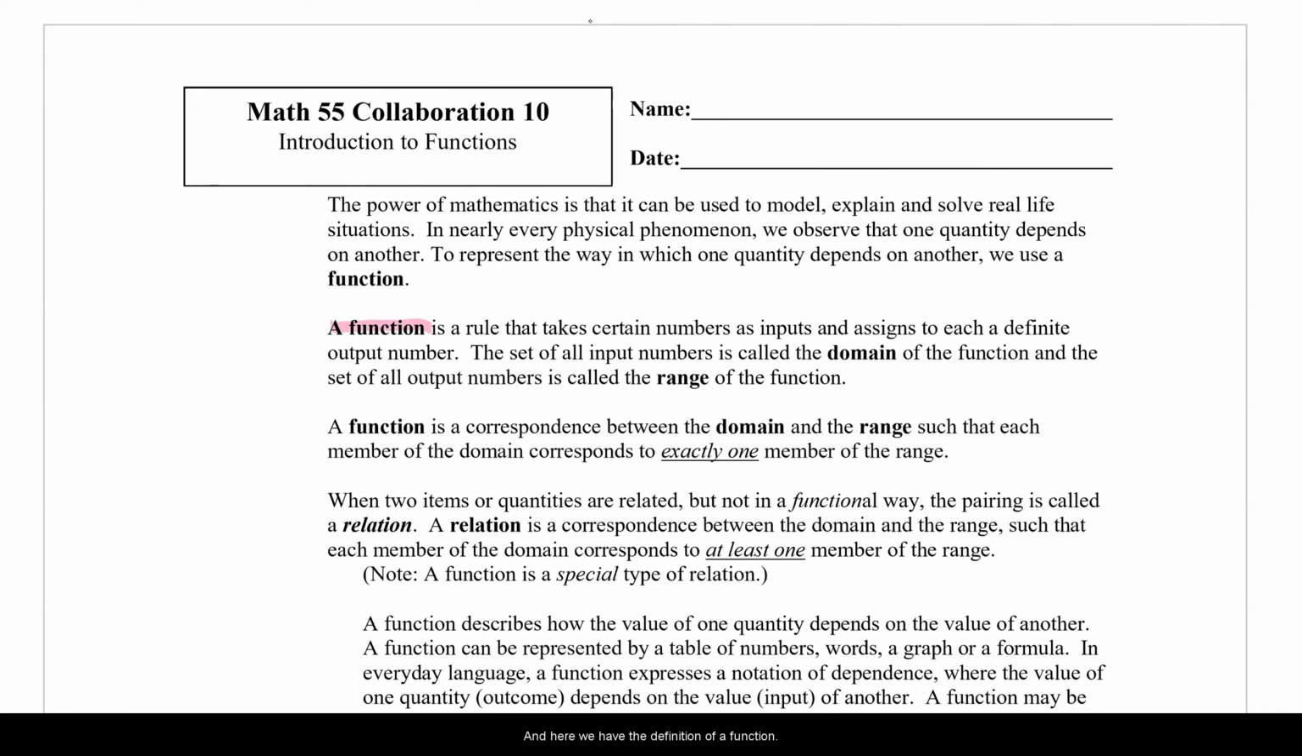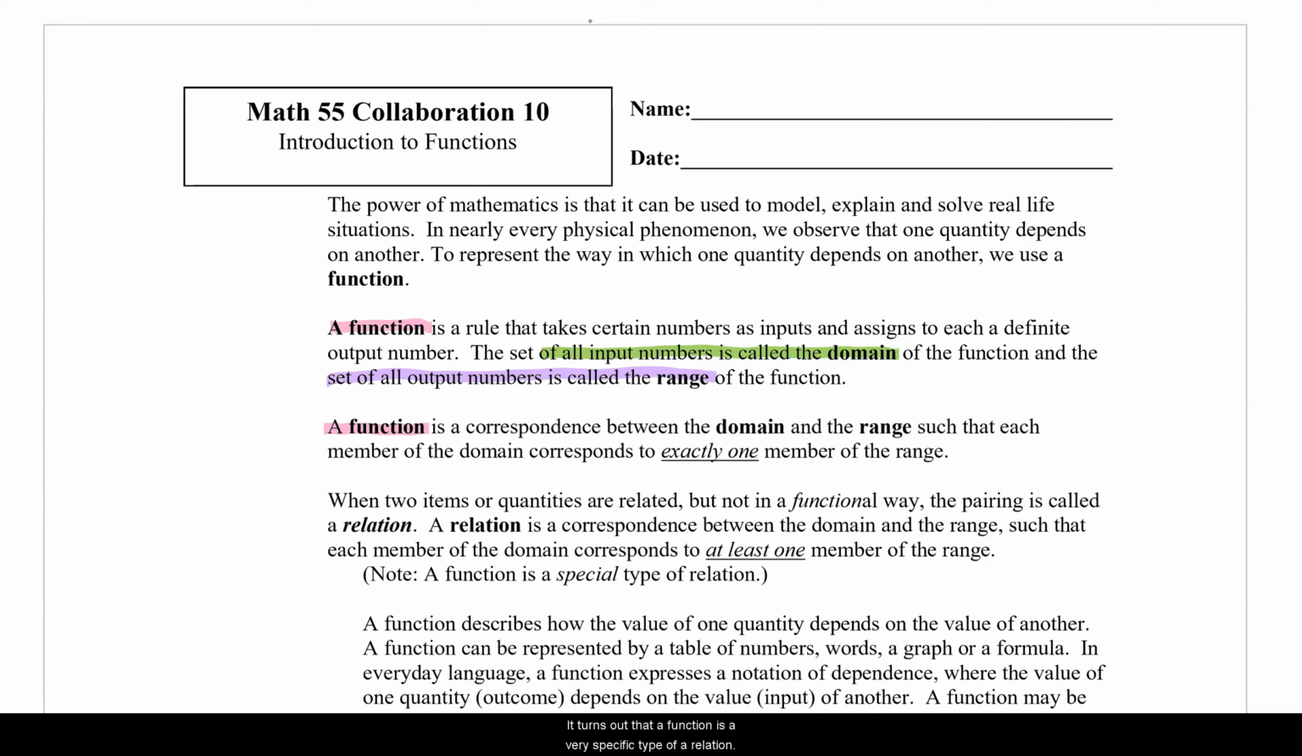And here we have the definition of a function. A function is a rule that takes some numbers as inputs and assigns to each of those numbers a definite output value. The set of all input numbers is called the domain of the function, and the set of all output numbers is called the range of the function. We can also define a function differently in that it is a correspondence, a relationship between the domain and the range, such that each member of the domain corresponds to exactly one member of the range.